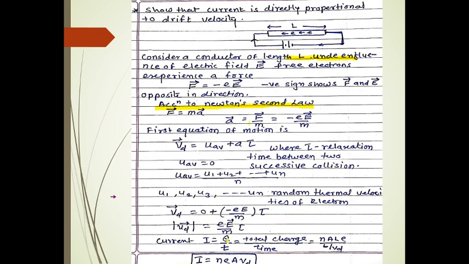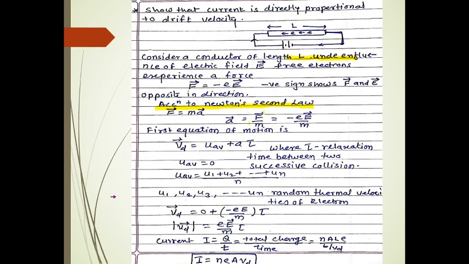The current I is equal to total charge divided by time, and total charge equals charge density into volume. AL is the volume term, e is the charge, divided by the time, which equals length divided by velocity. Therefore, I equals neA into Vd. So I is directly proportional to Vd, because n, e and A, the area of the cross section, are all constants. So I is directly proportional to the drift velocity.